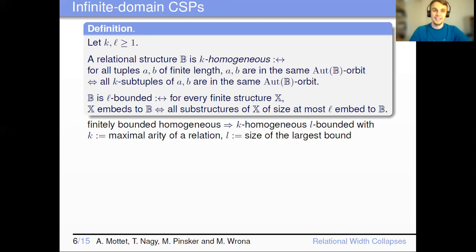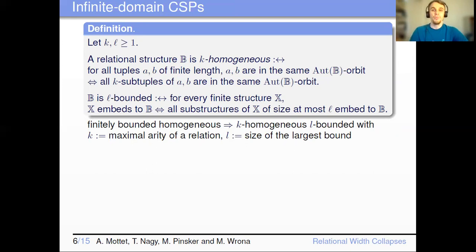What does it mean that a structure is K-homogeneous L-bounded? K and L are again some natural numbers. A relational structure B is K-homogeneous if for all tuples a, b of arbitrary finite length, a and b are in the same orbit under the automorphism group of B if and only if their K-subtuples are in the same orbit under this group. And we say that such a relational structure is L-bounded if whatever finite structure X we take, in the same relational signature, the structure X embeds to B if and only if all its substructures of size at most L embed to B.